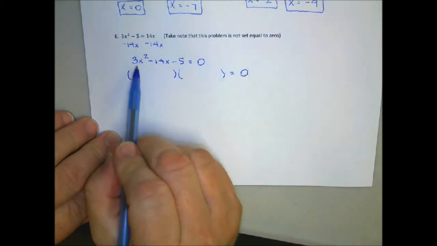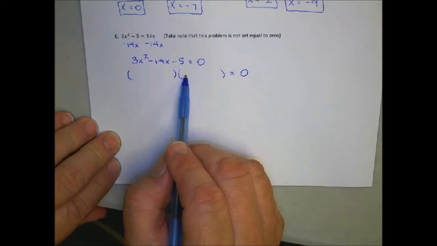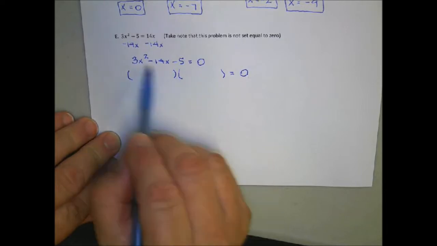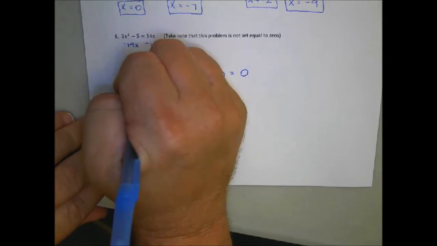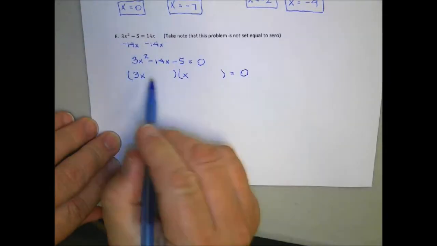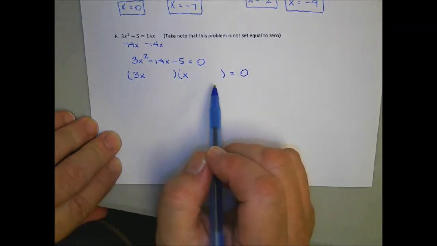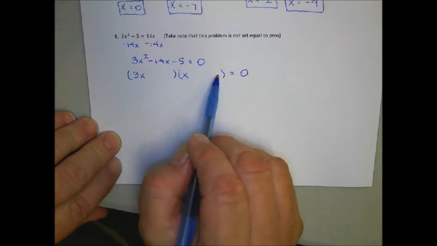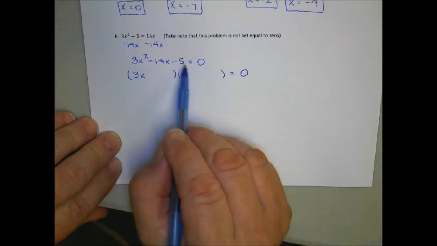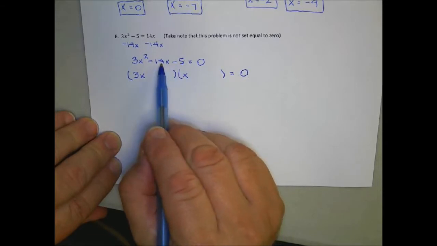Now the nice thing about this is 3 is a prime number, so if you figure there's a number right here and there's a number right here, this times this has to equal that because that's the first step of FOIL. So 3x times x has to be x squared. Now, the last step of FOIL is trying to get that negative 5. So something goes here and something goes here, and when you multiply those two numbers, you get negative 5. But when you do the entire FOIL, you've got to get negative 14 in the middle.